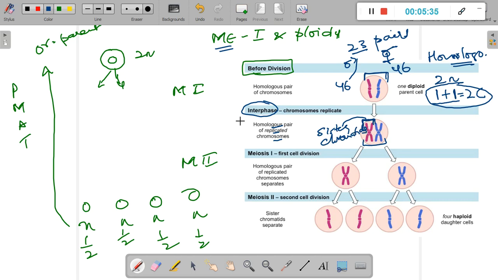Now, what happens after interphase? We are specifically talking about meiosis. Meiosis takes place in two phases, meiosis 1 and meiosis 2. Meiosis 1 is important. Now, let us look at its prophase. What happens during prophase 1?